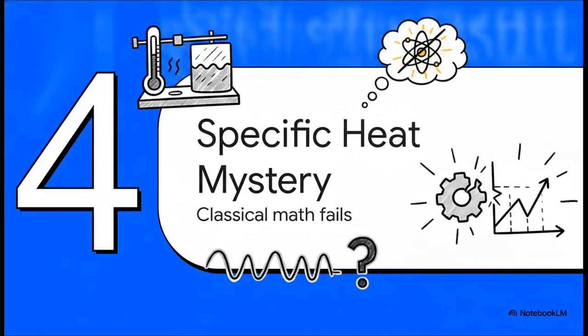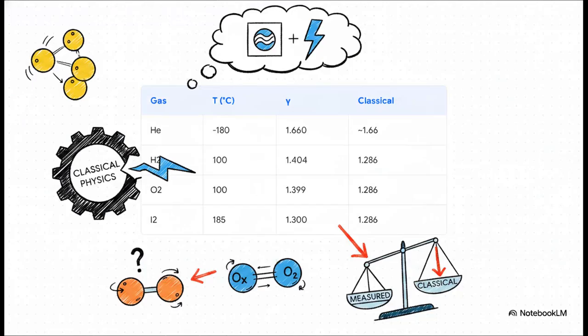Which brings us to a huge turning point. Section 4, the specific heat mystery, or where classical math completely fails. Up until this exact point in history, 19th century physicists were feeling pretty incredibly confident. Classical statistical mechanics seemed practically magical in its ability to predict reality, until we hit this exact moment where the math just hits a brick wall.